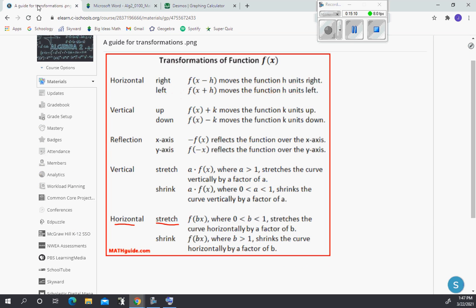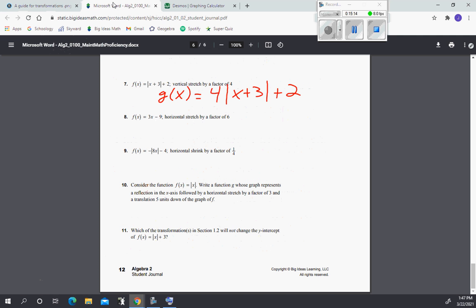Okay, I'm going to go back to this transformation. Look at this. Horizontal stretch is a number between 0 and 1. But they give us a horizontal stretch factor of 6. And that's not a number less than 1. When you see horizontal stretch, horizontal shrink, we have to think of the reciprocal. Okay, what's the reciprocal?